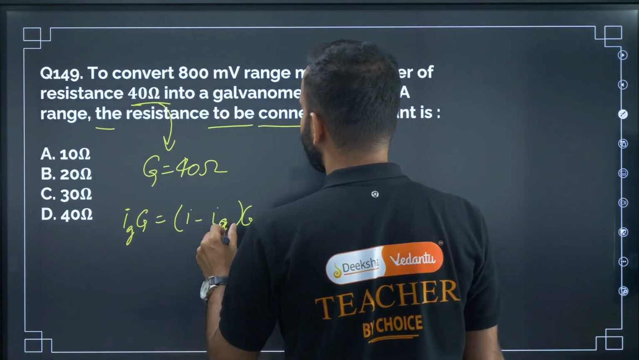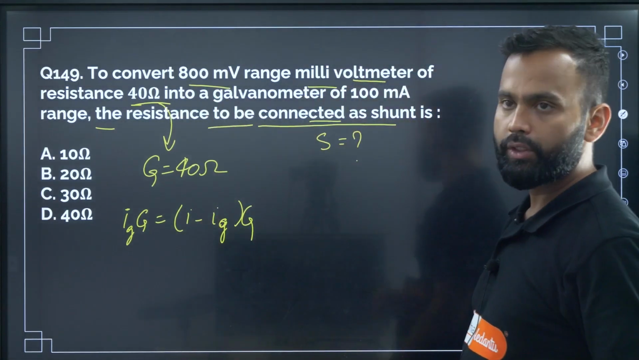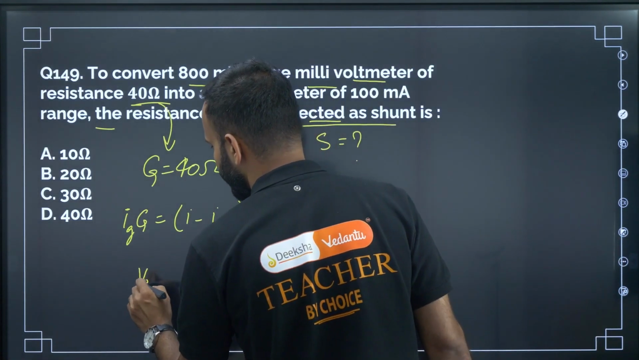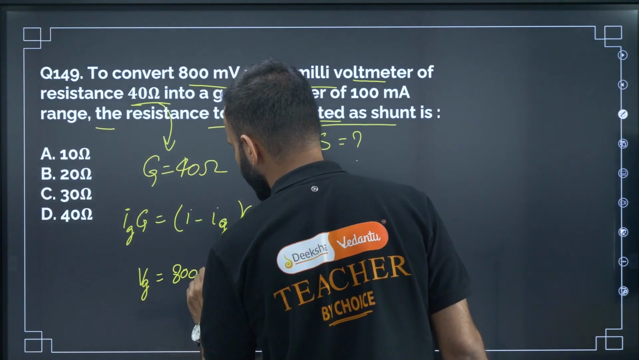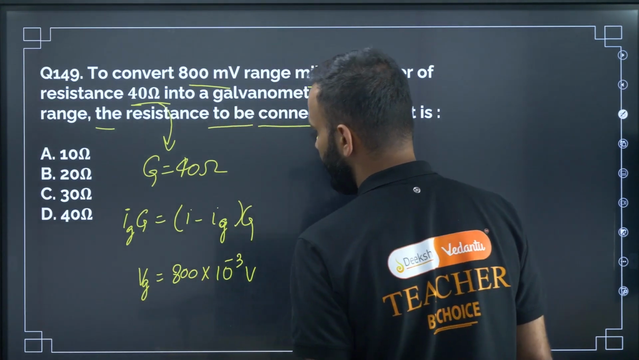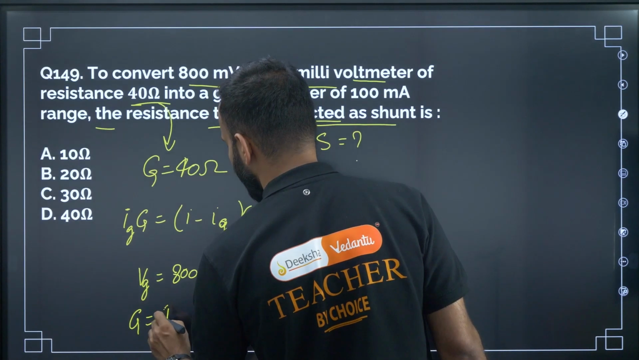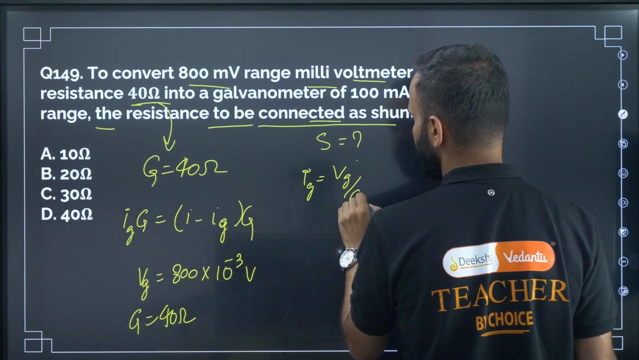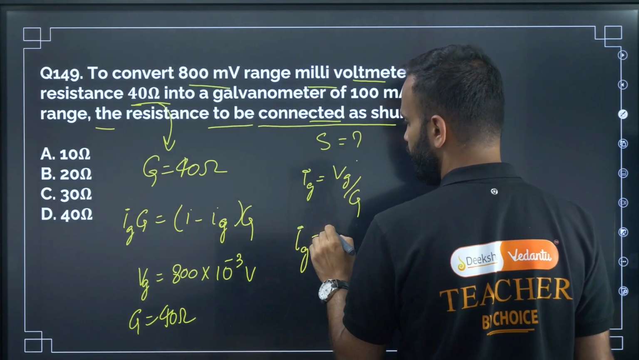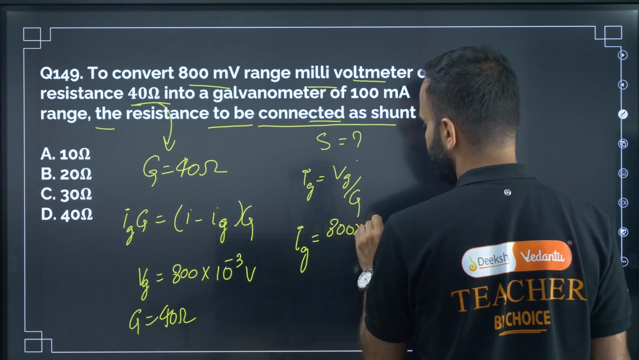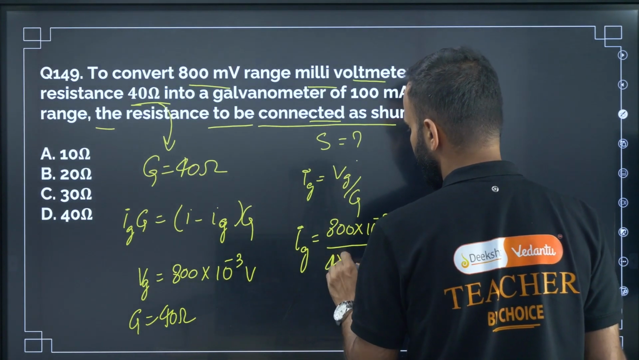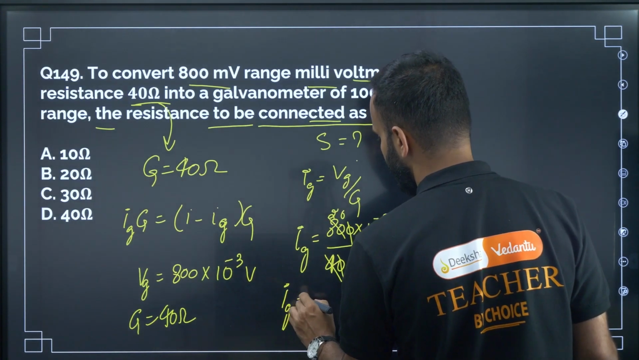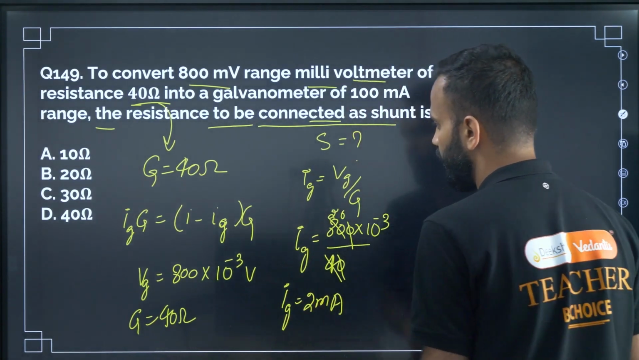So what is Vg? Vg is 800 millivolt, the range of the millivoltmeter, right? And the value of G is 40 ohm. Now Ig is equal to Vg by G, that is 800 into 10 to the power minus 3 divided by 40. The tens will get cancelled, it will be 20. So Ig is equal to 20 milliampere, right?